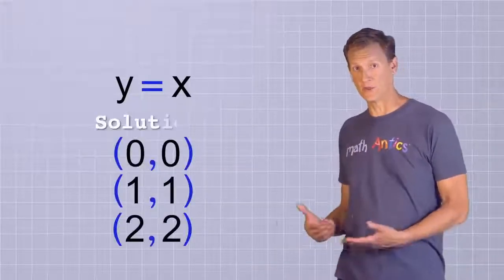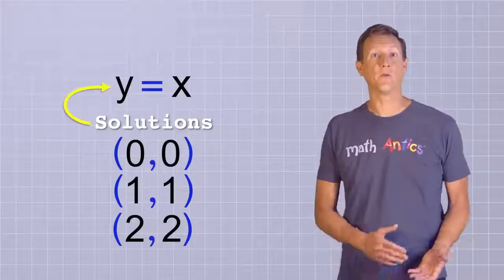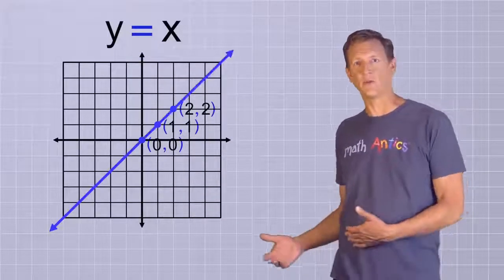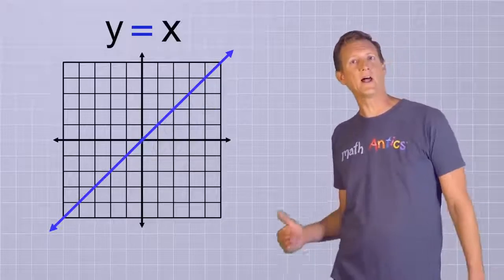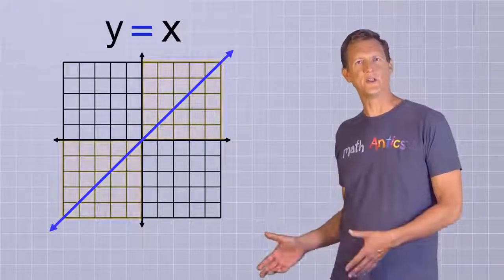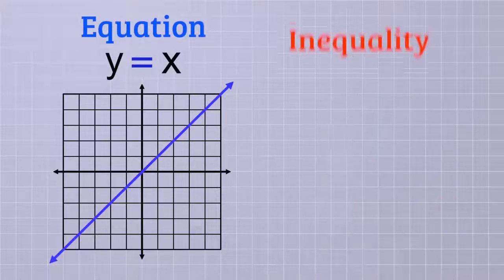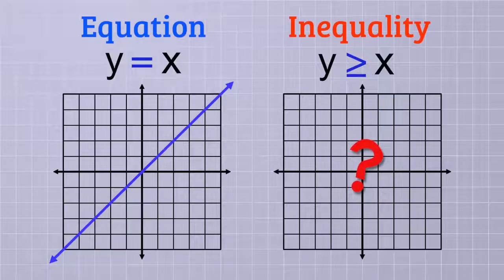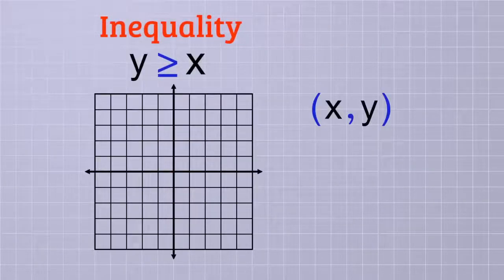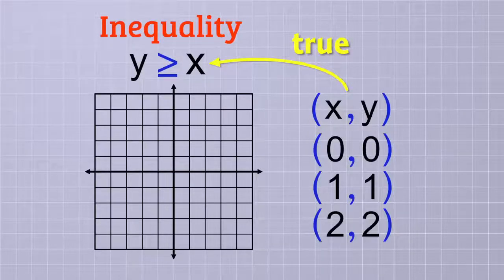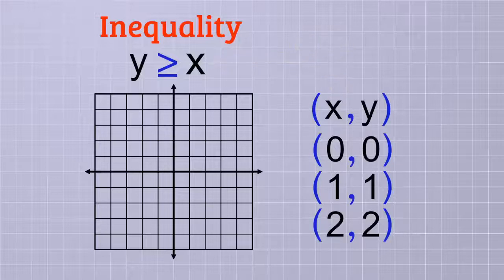Every ordered pair that's a solution for this equation will have the same number for y that it does for x. And if we graph some of those points on the coordinate plane, connecting the dots to show that there are infinite possibilities, we get a diagonal line that goes right through the middle of quadrants 1 and 3. Now, what if we change this from the equation y equals x to the inequality y is greater than or equal to x? How would that affect our graph? To figure that out, we need to determine all the combinations of x and y that would make this inequality true. Well, fortunately, all of the solutions we found for y equals x will still work for this inequality because it also contains the equal sign. That means that the diagonal line can stay in our graph.